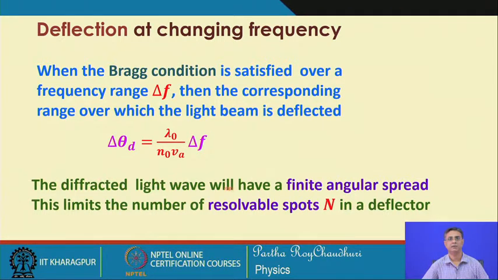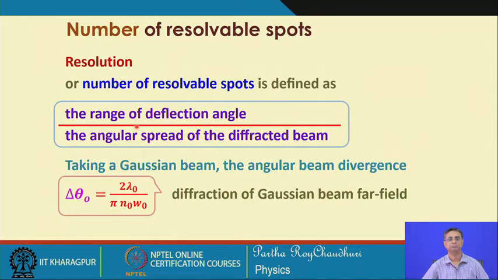The diffracted light wave will have a finite angular spread, and this limits the number of resolvable spots, because the optical beam which will be diffracted through the acousto-optic modulator will have a finite angular spread, and this spread comes from the fundamental divergence of an optical beam, and also the diffraction of an optical beam through a grating type of device. So, the number of resolvable spots is defined as the range of deflection angle divided by the angular spread of the diffracted beam.